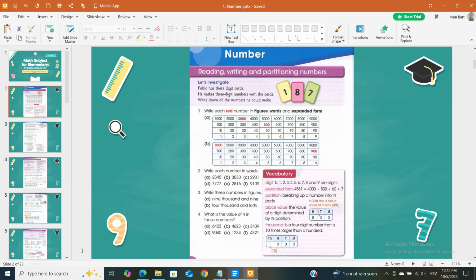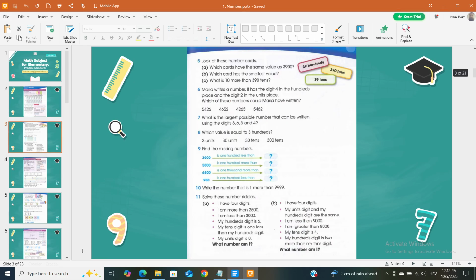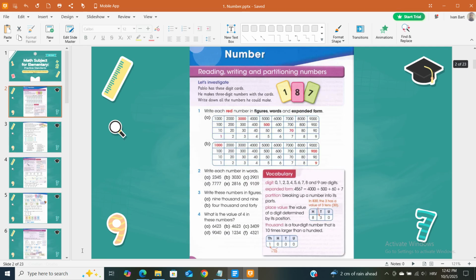(a) 6423. (b) 4623. (c) 3409. (d) 9040. (e) 1234. (f) 4321. Place value. The value of a digit is determined by its position. In 830, the 3 has a value of 3 tens.